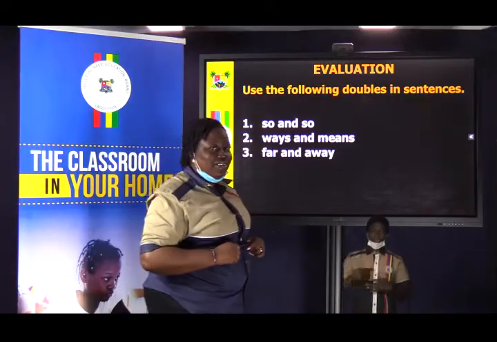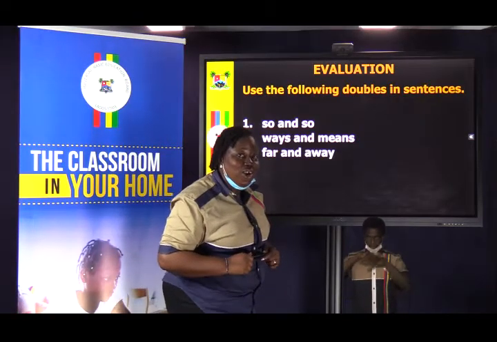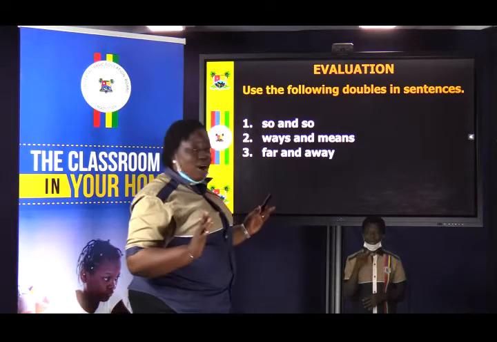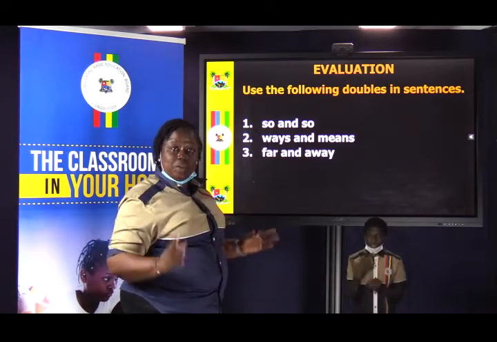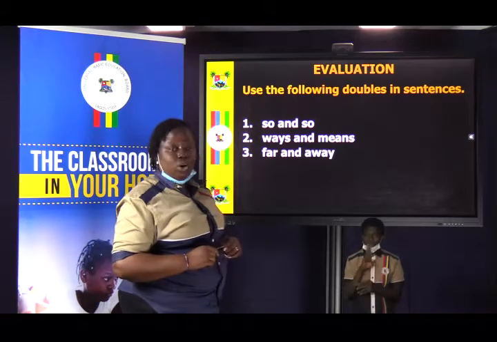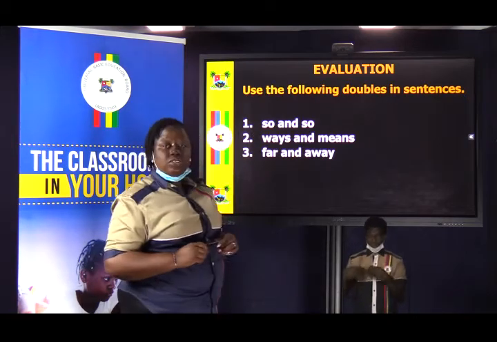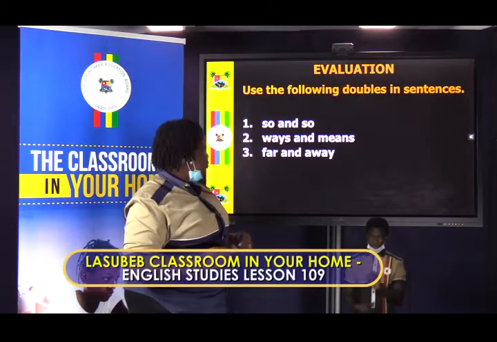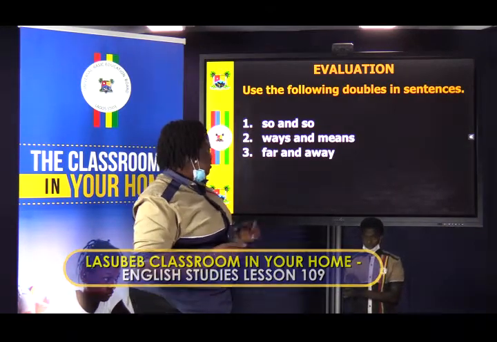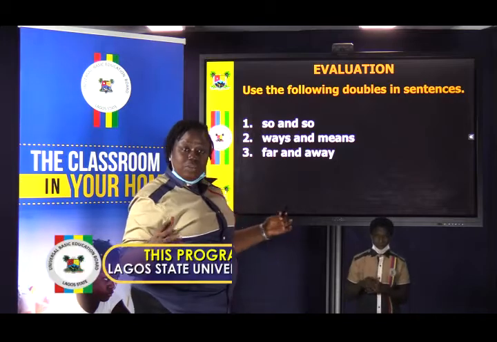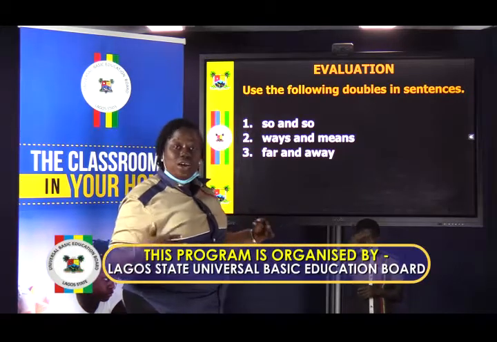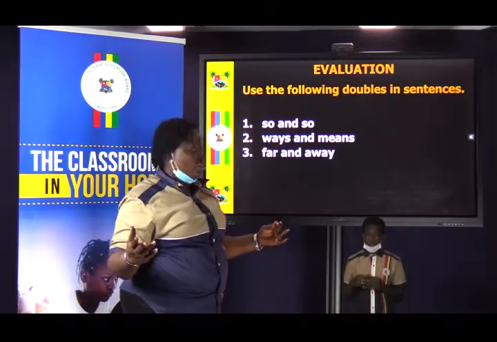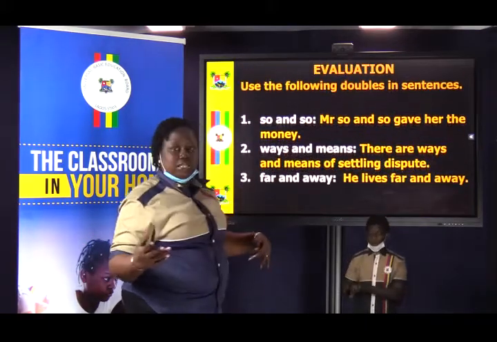Eyes on me. Eyes on your teacher. Well done. By now you ought to have given me 3 simple sentences using the given doubles: so and so, ways and means, far and away. Of course, Antiphon is aware of the fact that you cannot give me the same sentences, so you have different sentences.